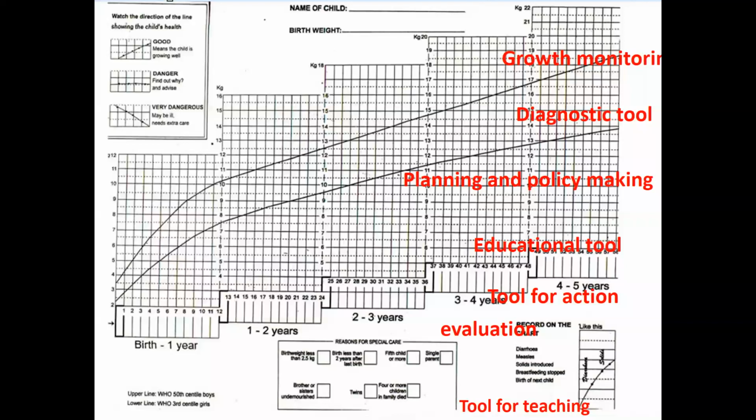This helps us to monitor growth, and it's also diagnostic, because we can diagnose whether the baby is really faltering or not. And if we find there is faltering, we can make a plan for what to do. It can also be used as an educational tool. We can teach the mothers that yes, you have to remember these 2 lines. If the baby goes within these 2 lines, you can tell them yes, the baby is within the planned way of development.